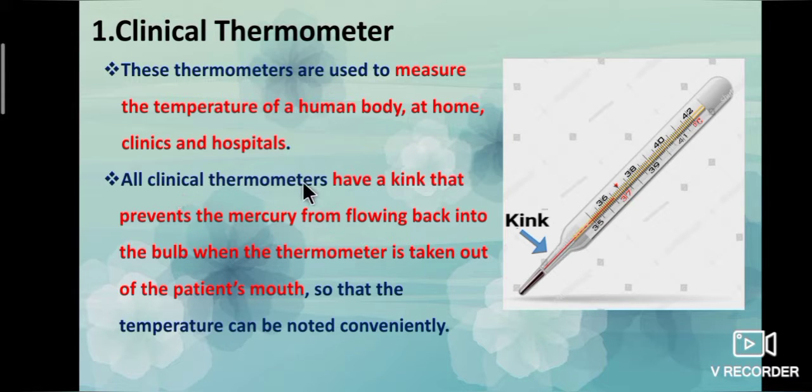All clinical thermometers have a kink that prevents the mercury from flowing back into the bulb when the thermometer is taken out of the patient's mouth so that the temperature can be noted conveniently.